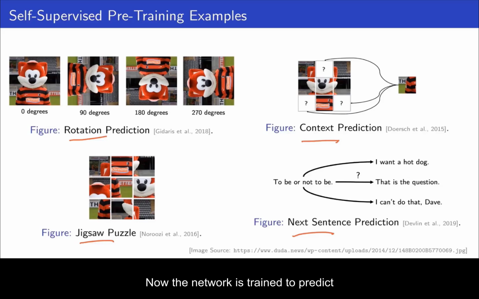Now the network is trained to predict the correct consecutive sentence which matches the base sentence in terms of the related content. So in this example, "to be or not to be" is followed by "that is the question" to complete the well-known saying. Now in order to solve this challenge, the network needs to develop a deeper understanding of the meaning of a sentence. Just understanding single words is not going to help the language model to solve this pre-training task.